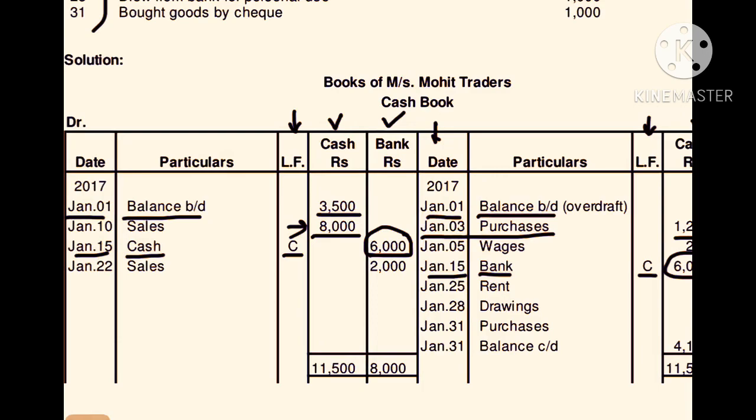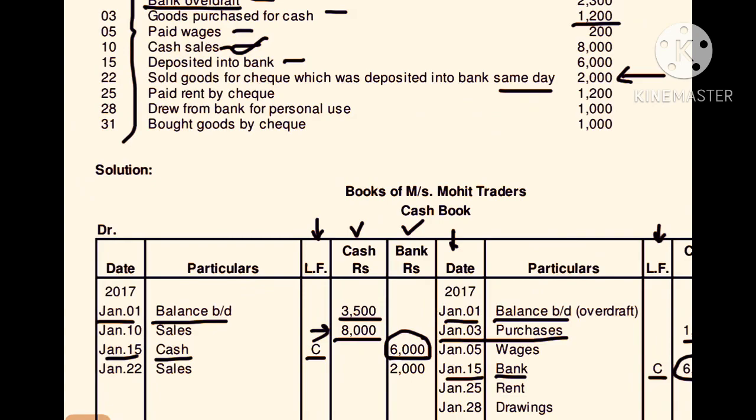In the bank column on the debit side we write cash account, and in the cash column on the credit side we write bank account. That's why it is a contra entry, since it utilizes both accounts at the same time on the same date.